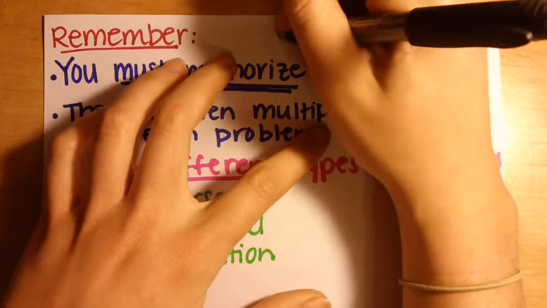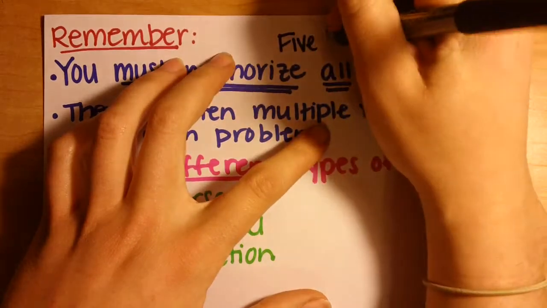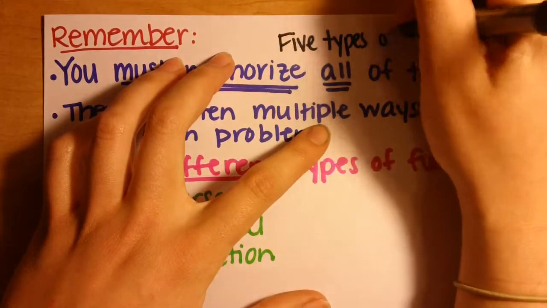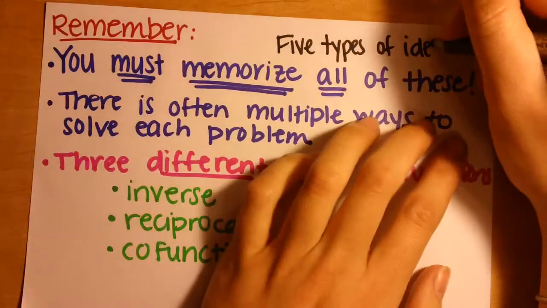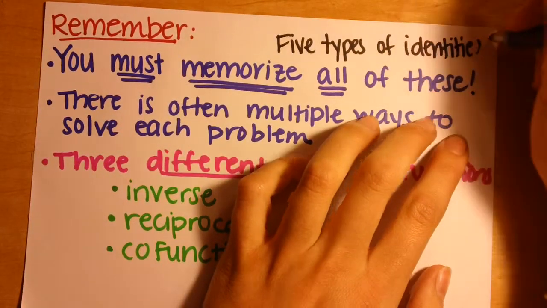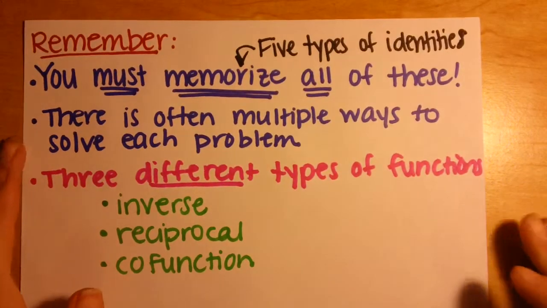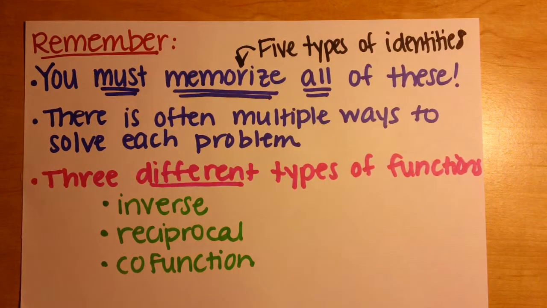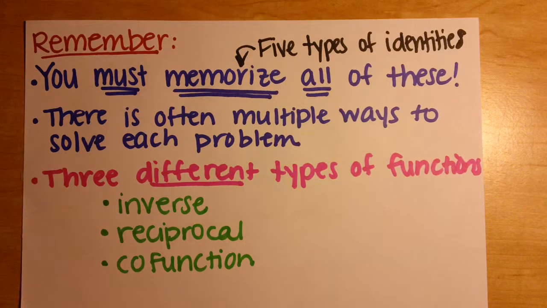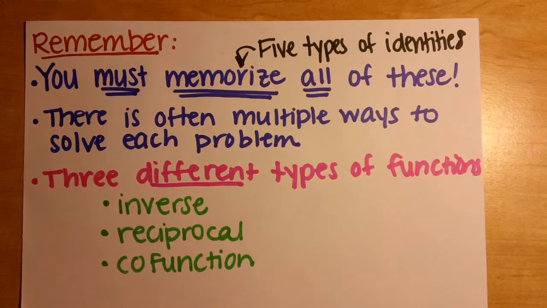So our 5 types of identities, we want to memorize them. You're not going to have time to derive all of them again. There's something you need to memorize. You need to know these, and you need to know them quickly. There's often multiple ways to go about each problem, so don't worry if you're doing it a different way. You might be right. So try and solve them different ways.